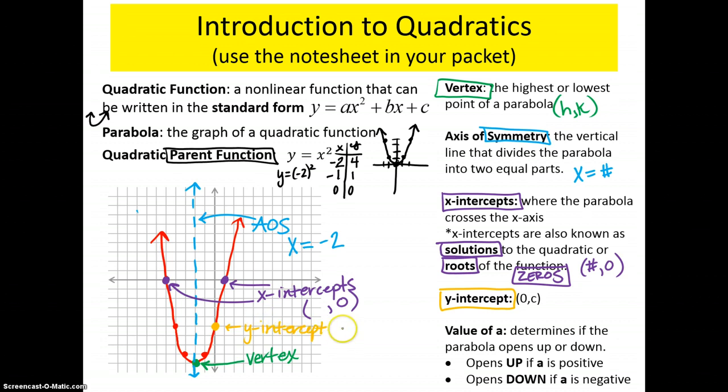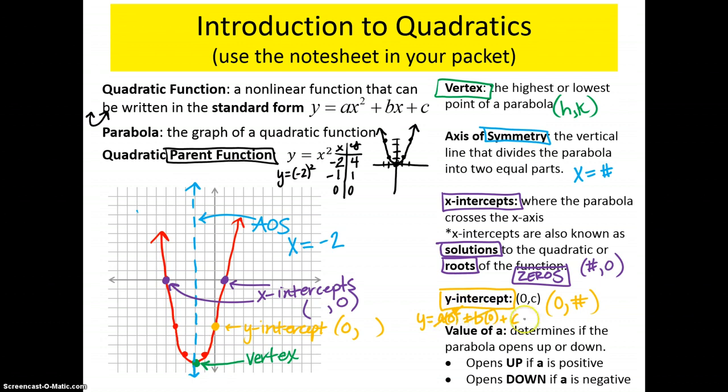And that will always be the point 0, something. So that will always be 0, some number. And let's see, why does this say 0, c? Well, if you go up to the standard form here and you plug in 0 for x, you're going to get y equals A times 0 squared plus B times 0 plus C. So we get 0, 0.